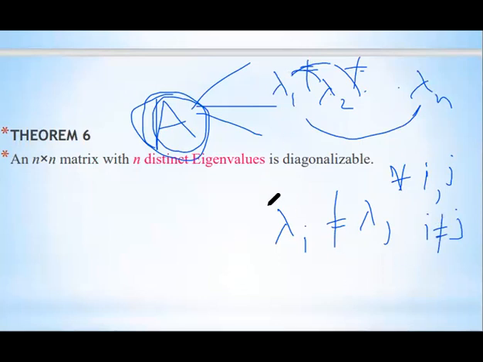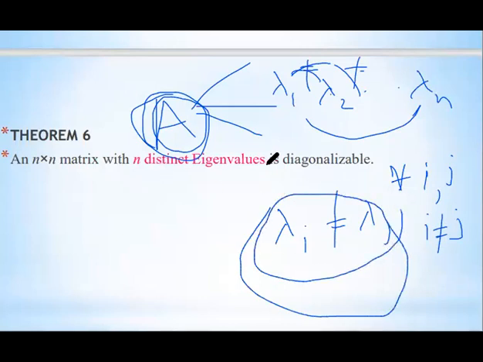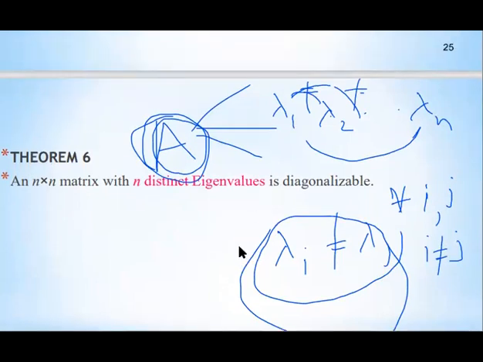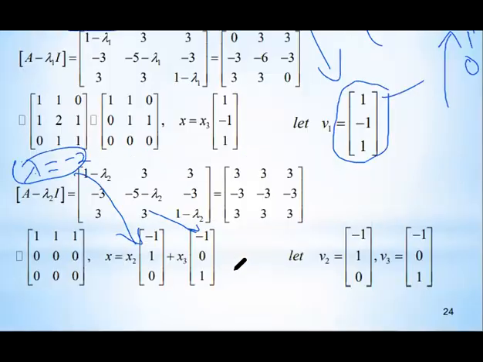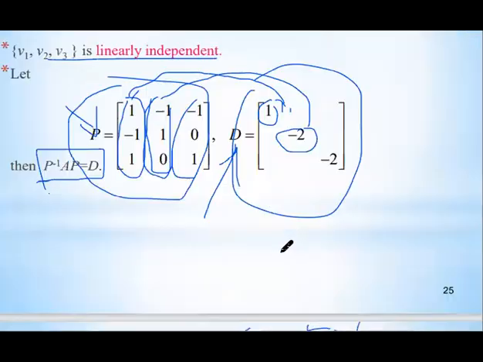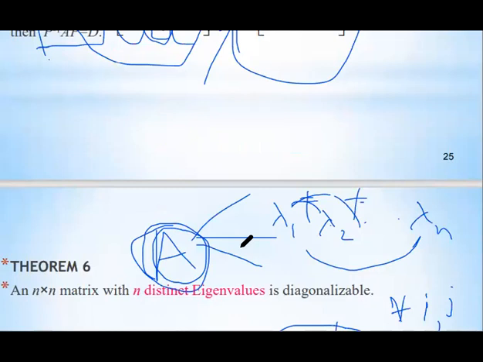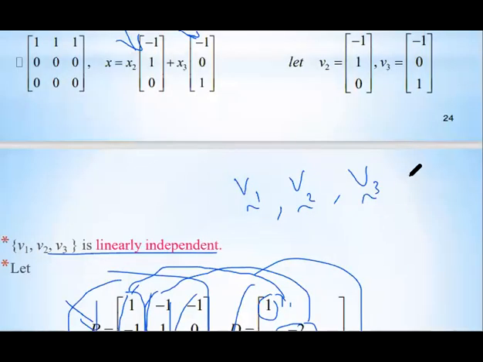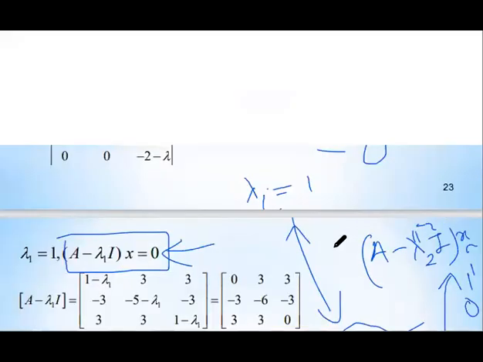So if all eigenvalues are distinct, then we say in one shot, without finding eigenvectors, you can say straight away A is diagonalizable, right? Without finding eigenvectors, right? All right, that is the final theorem.